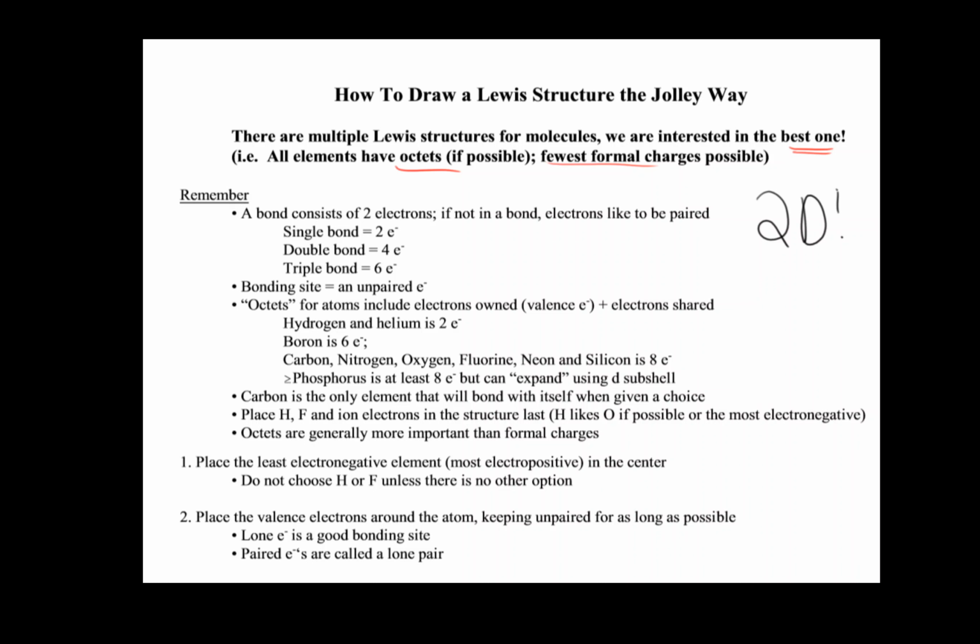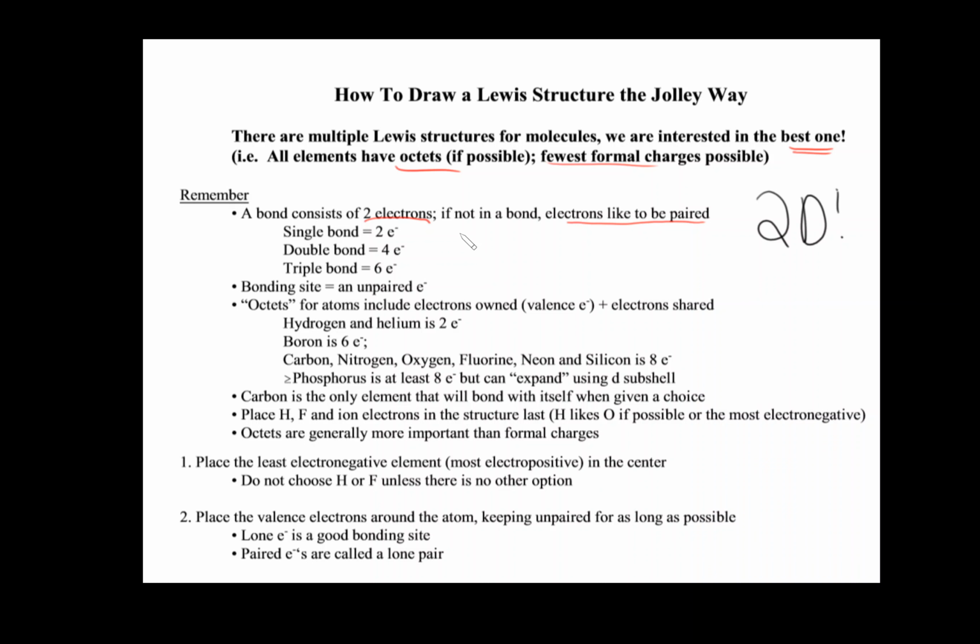A bond consists of 2 electrons. If it's not in a bond, the electrons like to be paired up. Electrons do not like to be by themselves. That's called a radical, but in this case, I call them lone electrons or loners and bonding sites.